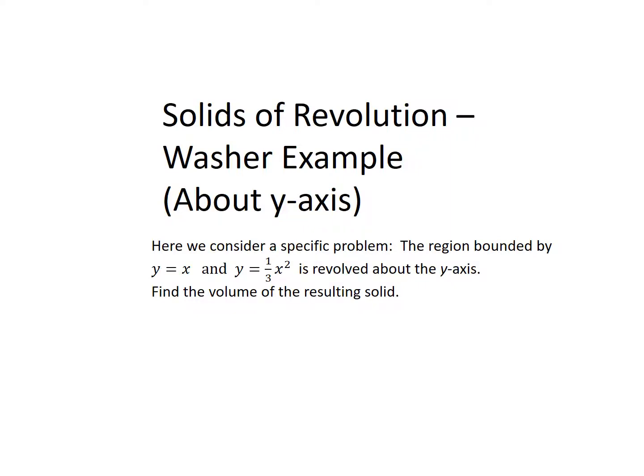Okay, here we have a solids of revolution problem, and we're going to use washers in this example. Specifically, we want to find the volume if the region bounded by the line y equals x and the parabola y equals 1/3 x squared is revolved about the y-axis. And we want to find the volume of the resulting solid.